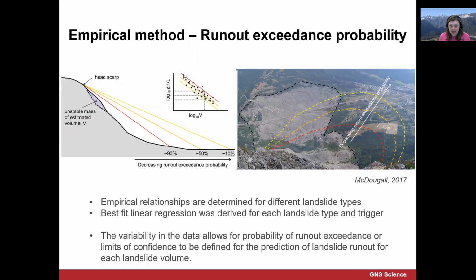And from these empirical relationships, as the tangent of H over L versus volume, we can fit best fit linear regression relationships in log-log space for each landslide type. And these best fit linear regressions allow us to determine runout exceedance probability. So they allow us to determine the 50% runout exceedance probability line, something like the 90% or something greater than 10%, by fitting that best fit line as well as our confidence intervals either side of that. So we can use this runout exceedance probability within our regional scale hazard and risk analyses.